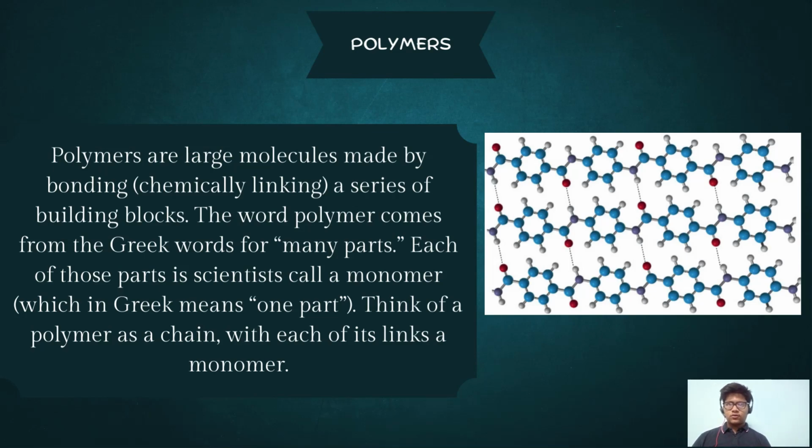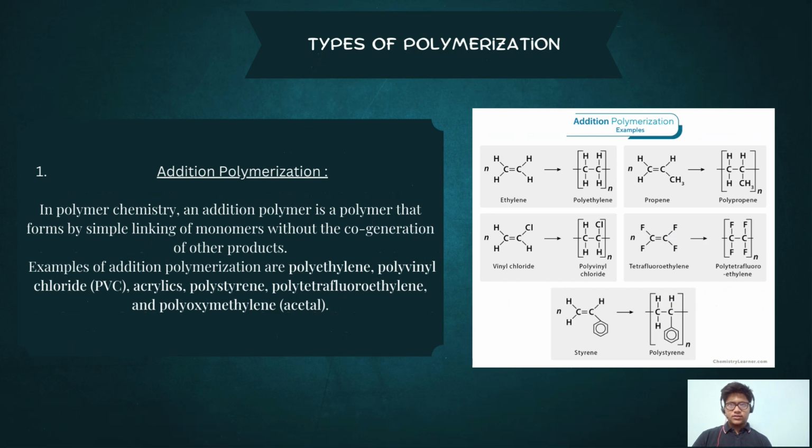So now let's go on to types of polymerization. There are basically two types of polymerization. One is addition polymerization and the second one is condensation polymerization. I would like to first give the general definition of addition polymerization. Addition polymerization means the process in which two or more monomers are combined to form a polymer without giving a byproduct.